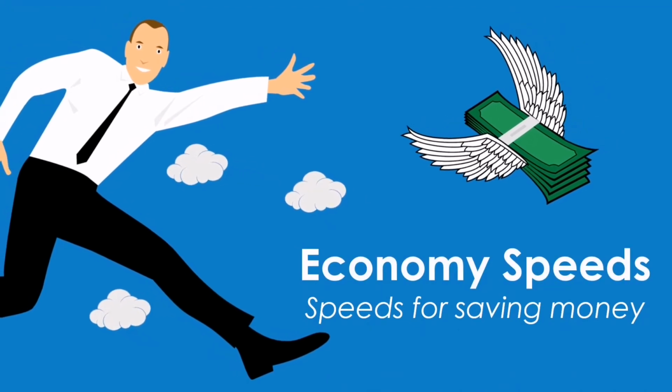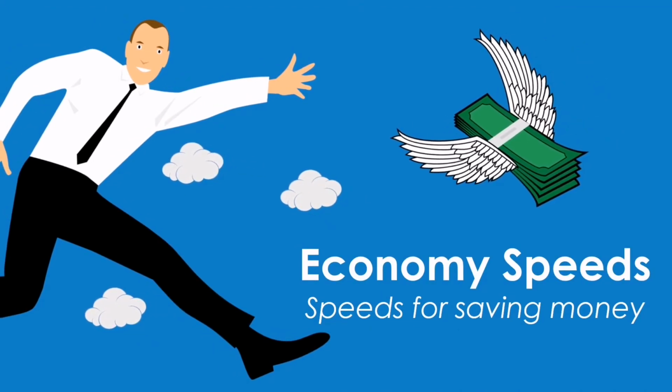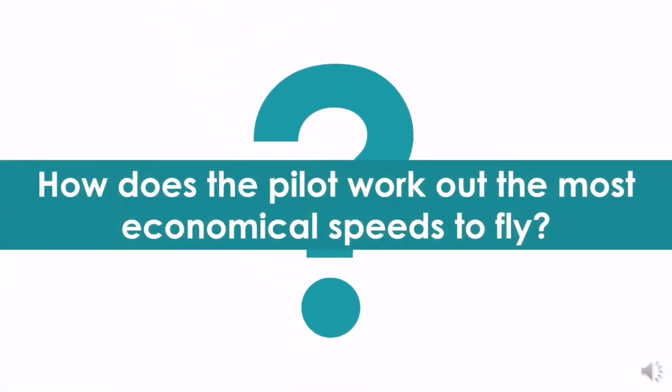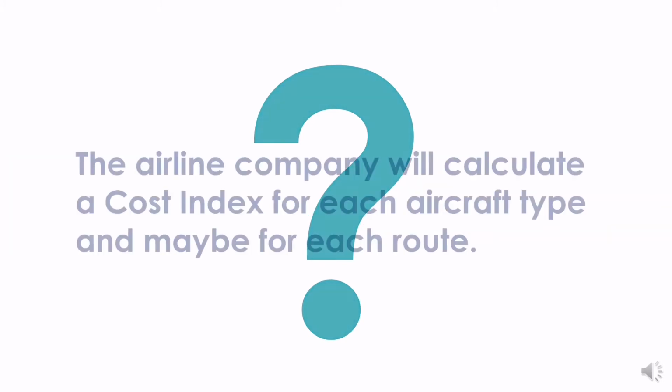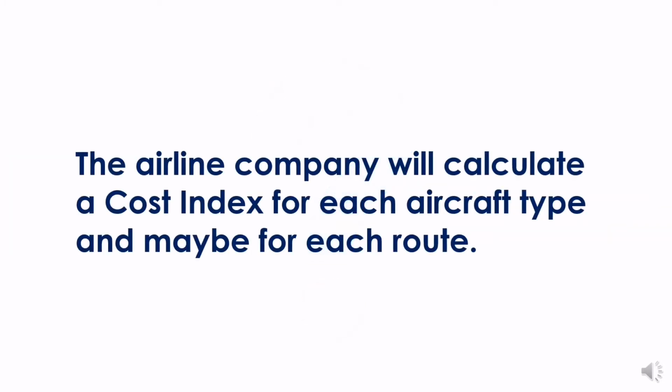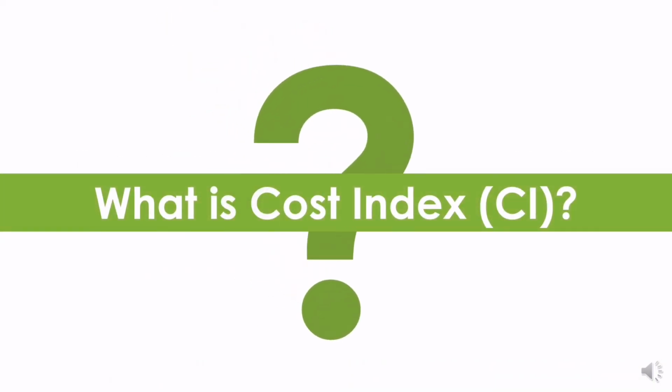Now let's look at the economy speeds. These are the airspeeds that the pilot will fly to try to save money for the airline. How does the pilot work out the most economical speeds to fly? Normally, the airline company will calculate a cost index for each aircraft type and maybe for each route. What is cost index?